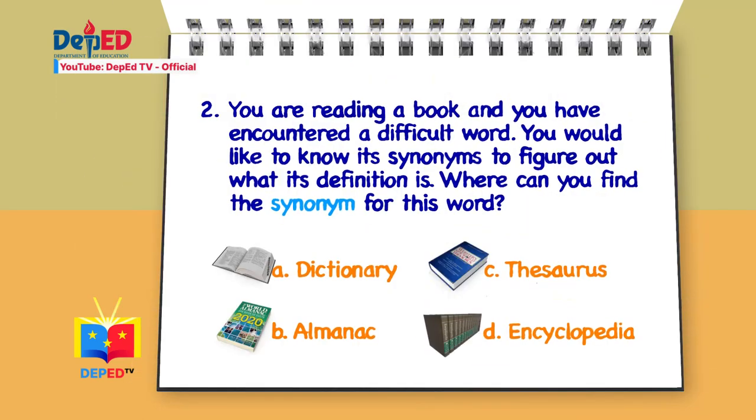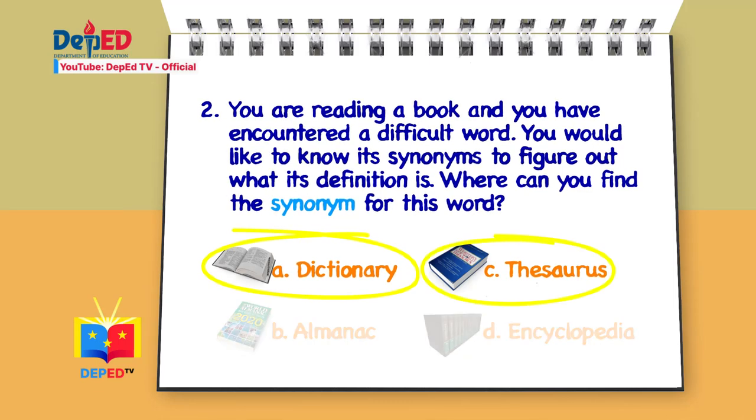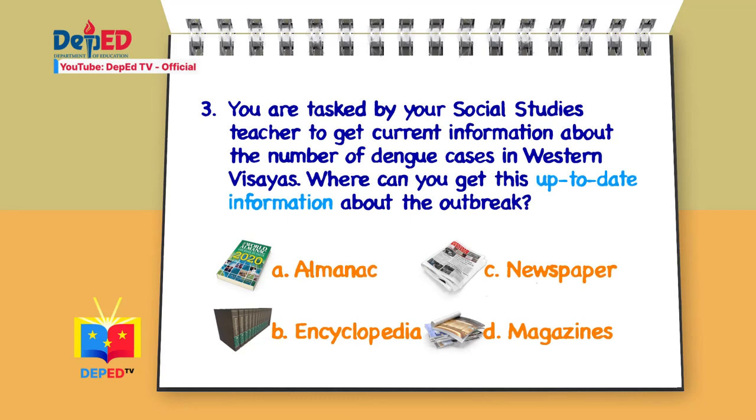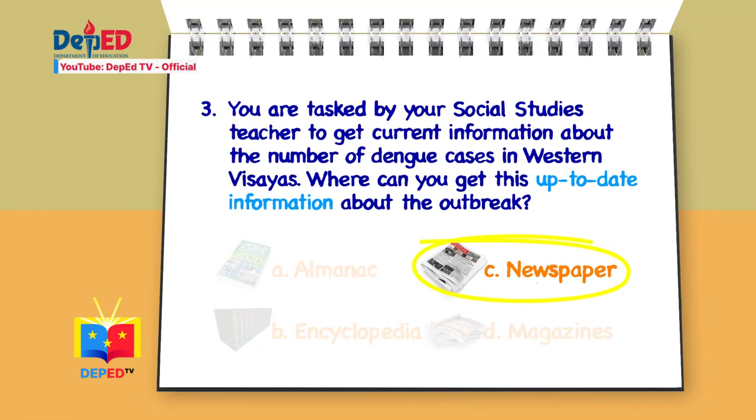Number 2. You are reading a book and you have encountered a difficult word. You would like to know its synonyms to figure out what its definition is. Where can you find the synonym for this word? Answer, letter C, thesaurus. Number 3. You are tasked by your social studies teacher to get current information about the number of dengue cases in Western Visayas. Where can you get this up-to-date information about the outbreak? Answer, letter C, newspaper.